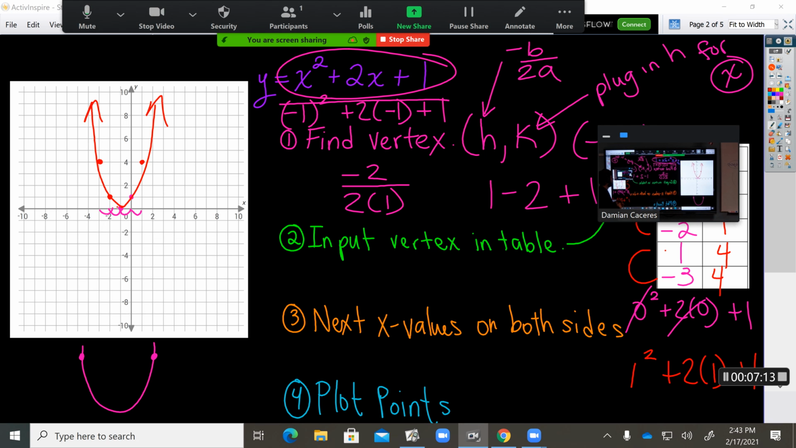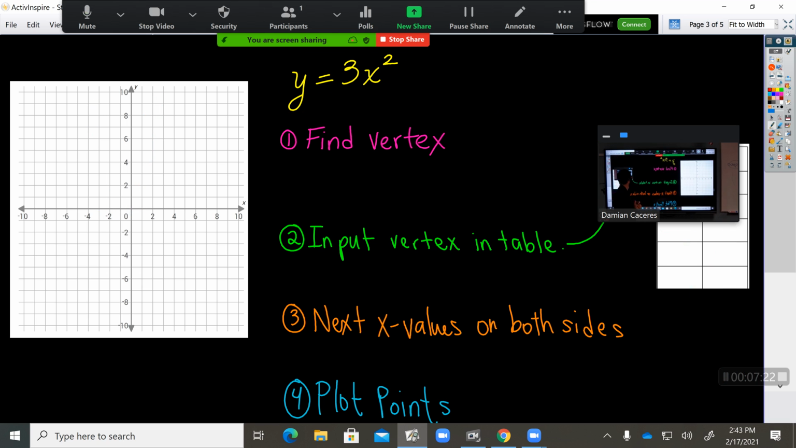All right, so that was the first example. Standard form, graphing it. Let's do one more example from standard form, and then we'll move over to 2 examples from vertex form. It's the same, except vertex form is easier than standard form because you can find the vertex without doing any work.